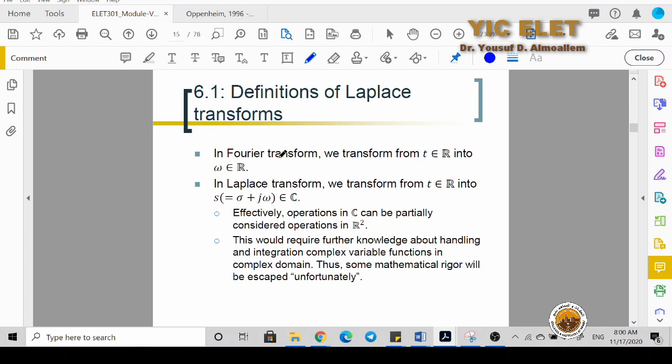In the Fourier transform, we're transforming from t, which belongs to the real numbers, into omega, which belongs to, again, the real numbers. In the Laplace transform, we're transforming from t, which belongs to the real numbers, into s, which belongs to the complex domain.